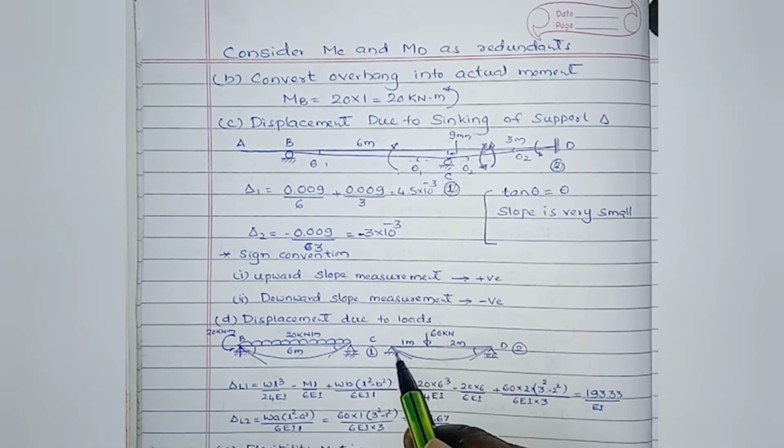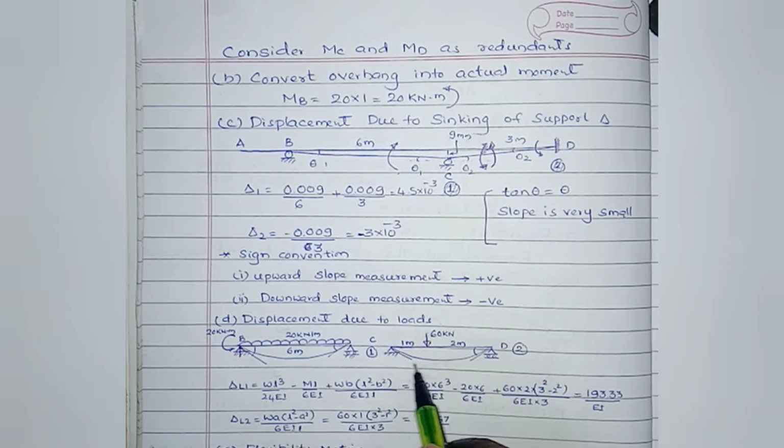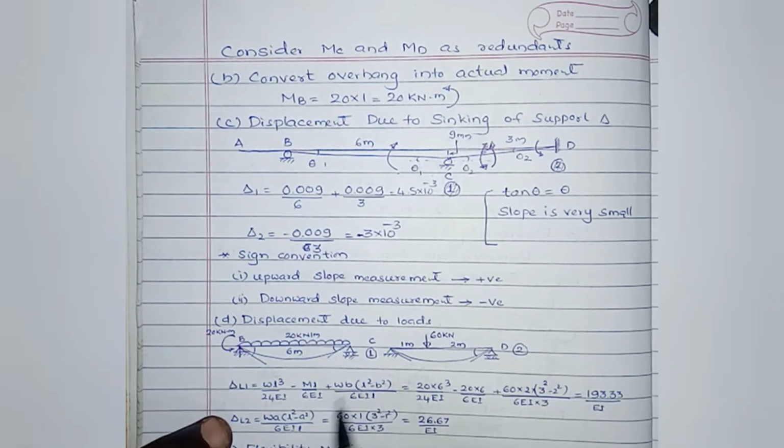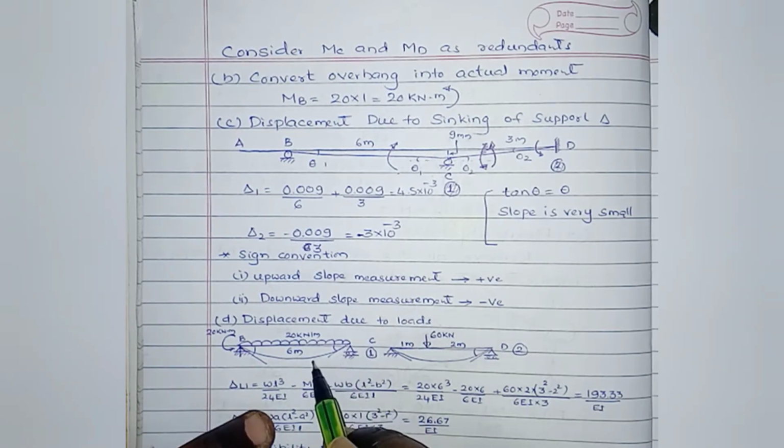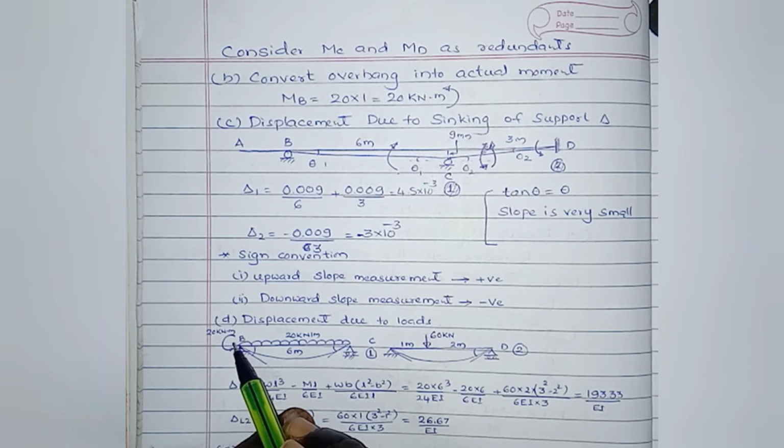Similarly, span CD is subjected to a point load of 60 kilonewton, here it will undergo deformation due to the application of this load. Here at C there are two spans connected, one is C to B, one is C to D. Hence the displacement due to the loads at coordinate 1 is given by, due to UDL, the slope at B, that is WL cube divided by 24 EI, that is due to the applied load due to UDL. Similarly, due to this hogging bending moment of 20 kilonewton meter, that is minus ML by 6 EI.